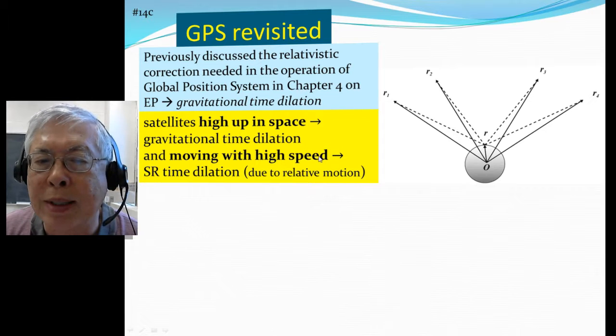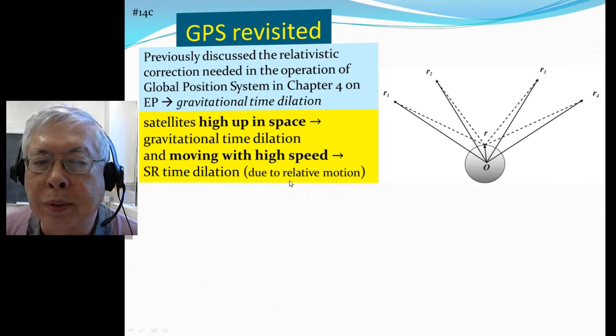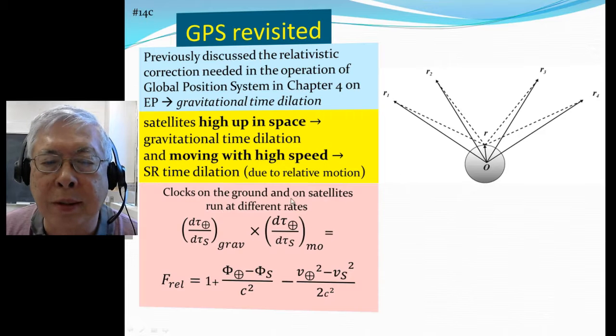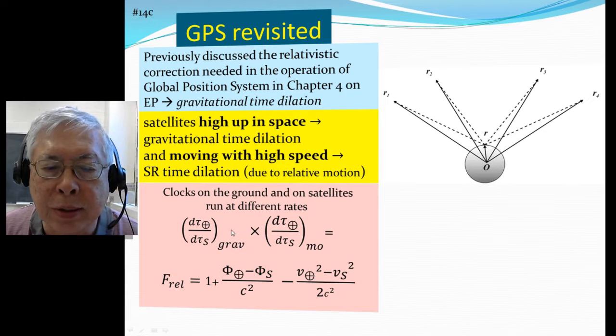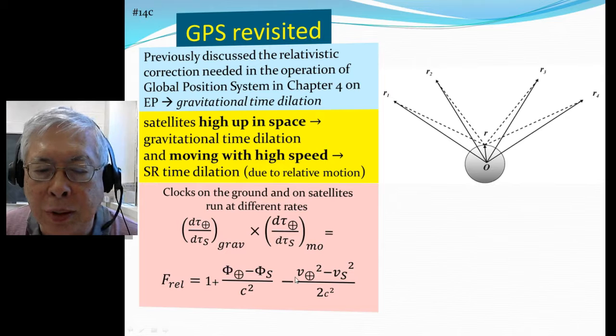And also, it's moving with high speed, so there's the relativistic time dilation due to relative motion. Therefore the clocks on the ground and on the satellite are running at different rates, and we combine the effects to get a total change due to special and general relativity. We have the gravitational time effect, and we have the relative motion effect.